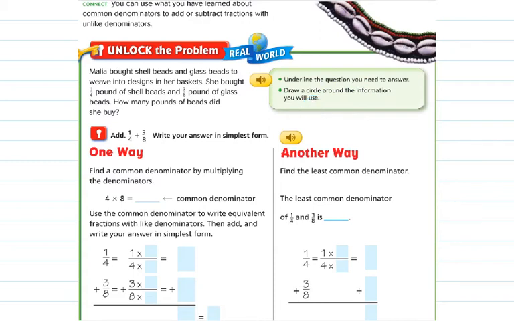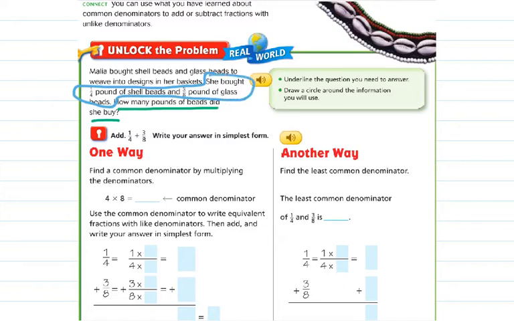So let's start with Malia and her problem. Malia bought shell beads and glass beads to weave into designs in her baskets. She bought a 1/4 pound of shell beads and 3/8 pound of glass beads. How many pounds of beads did she buy? Right off the bat, the question that we need to figure out is how many pounds of beads did she buy, and we are going to use the information that she bought 1/4 pound of shell beads and 3/8 pound of glass beads.